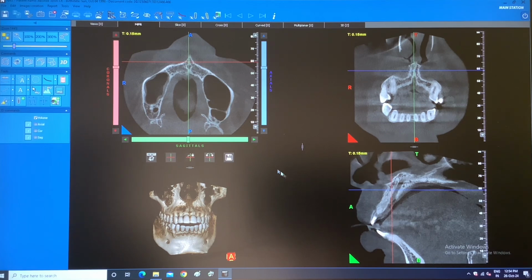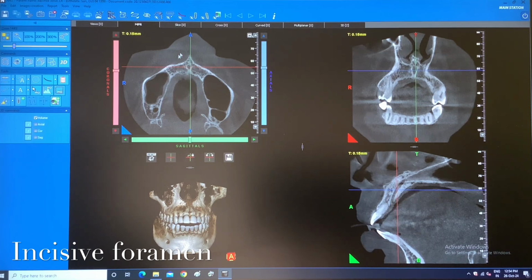One of the most important landmarks in anterior maxilla is the incisive foramen. So now I would be positioning the cursor in the incisive foramen so that the incisive foramen appears in all the planes. You can see the incisive foramen in the coronal plane, in the sagittal plane as well as in the axial plane.